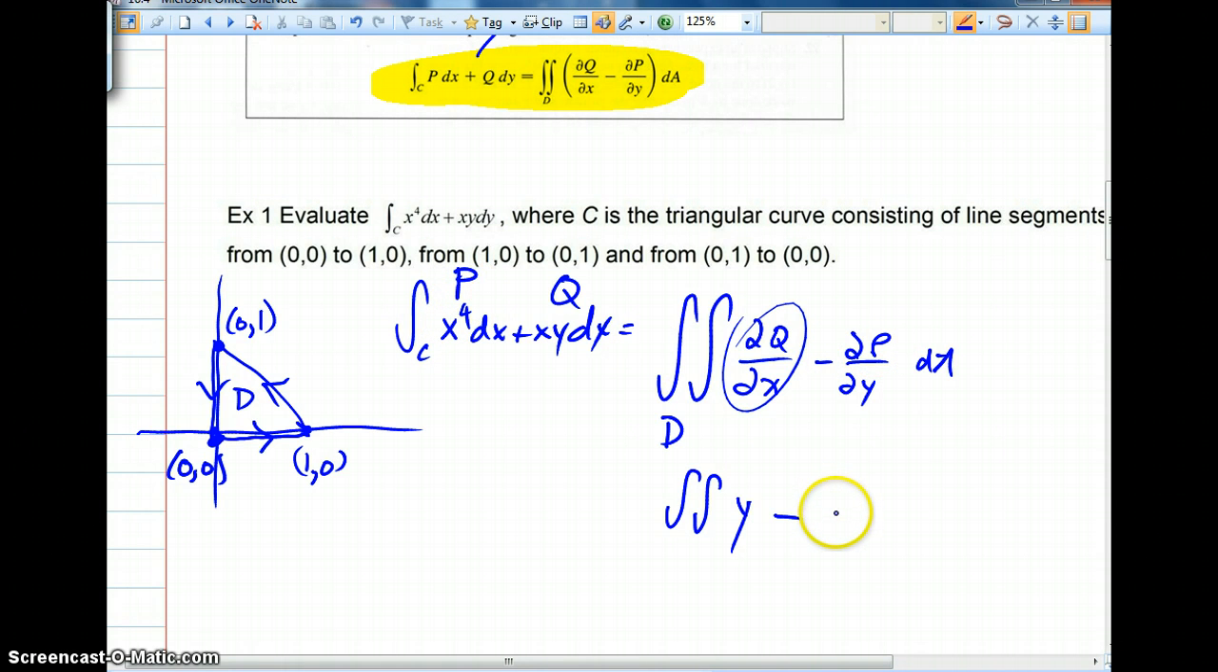What's that? Zero. Oh, that's nice, isn't it?